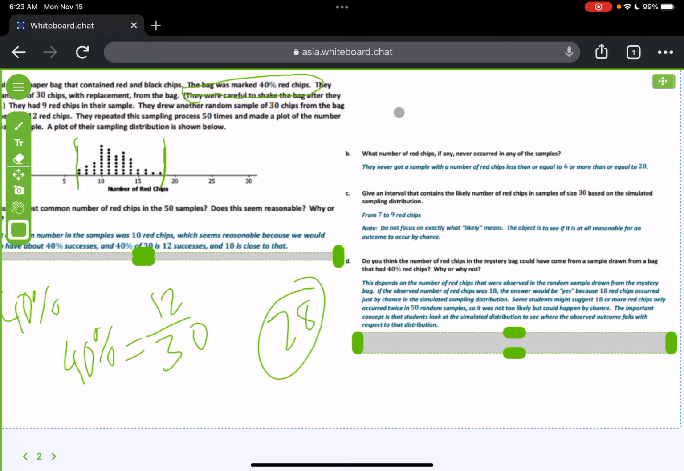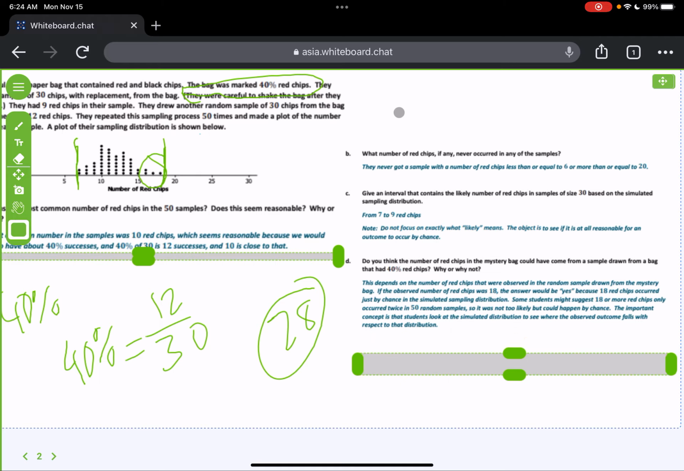The important concept is that students look at the simulated distributions to see where the observed outcomes fall with respect to that distribution. So, yes, it is likely that it came from a bag of 40% because it did happen in our samples. Okay?